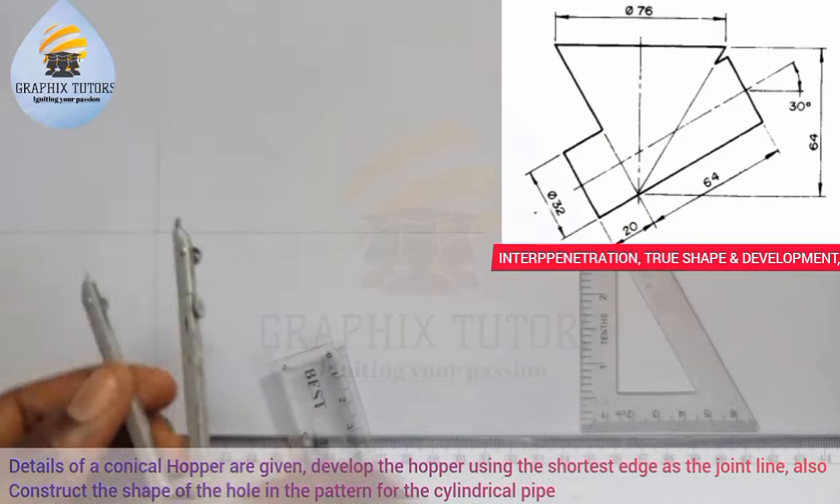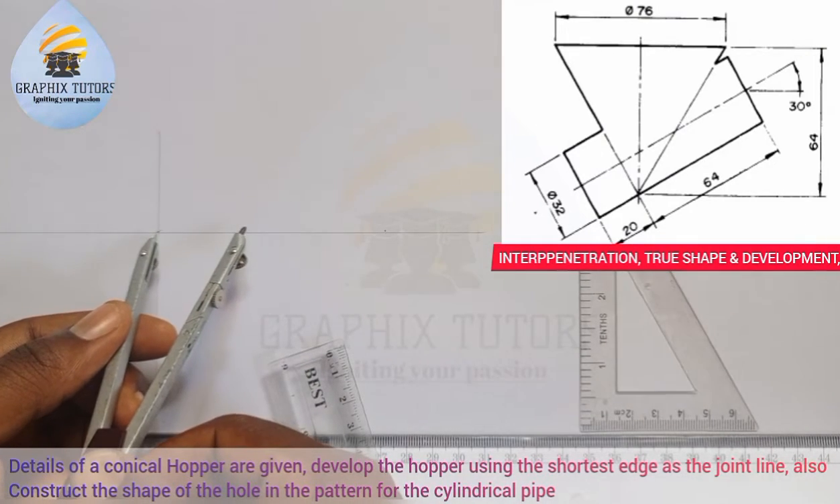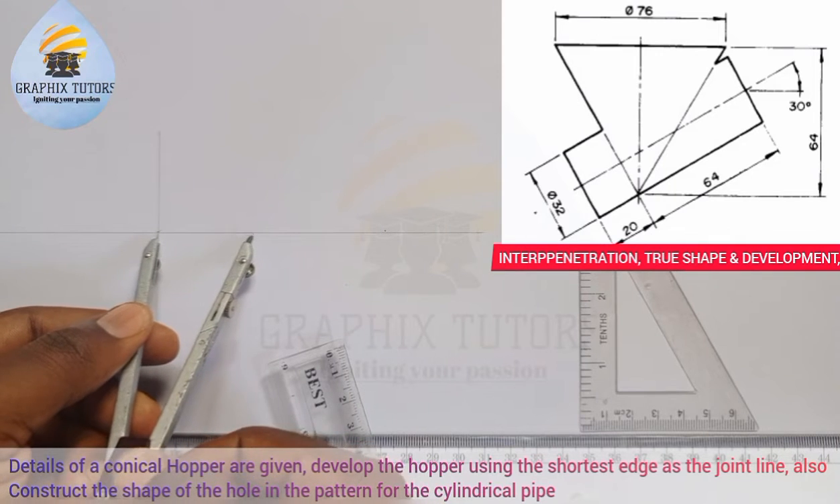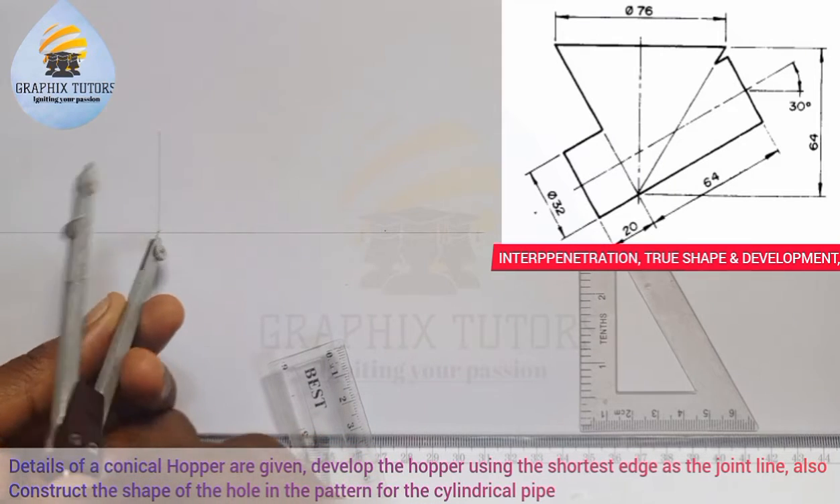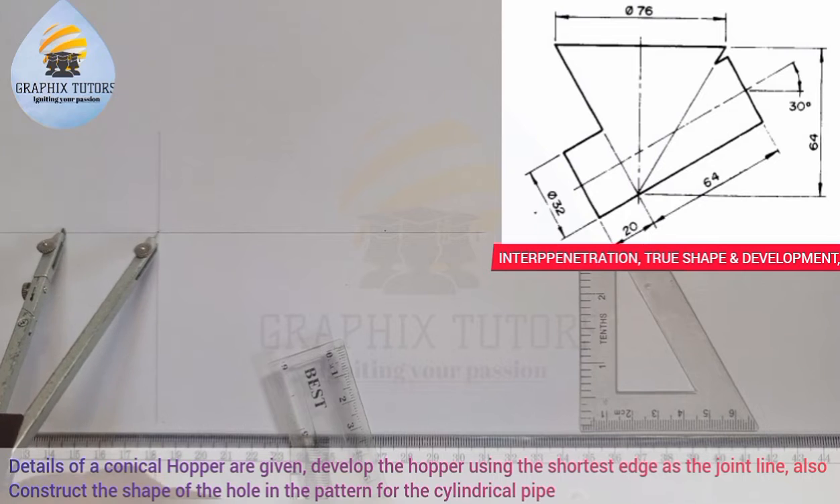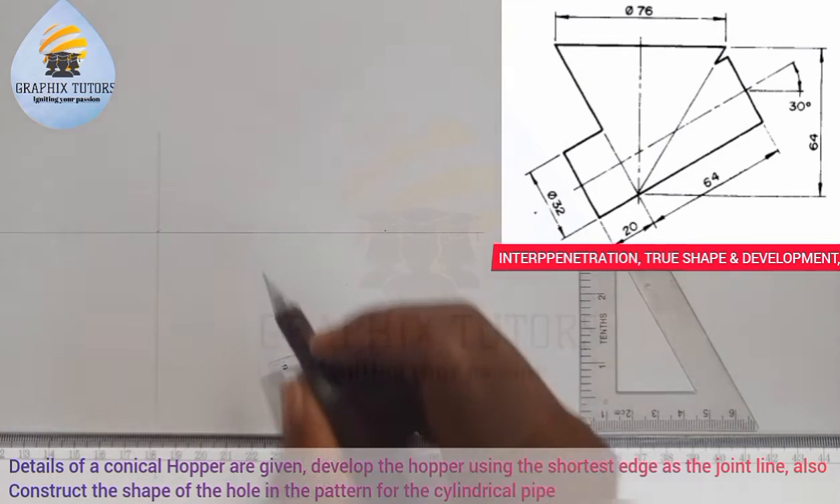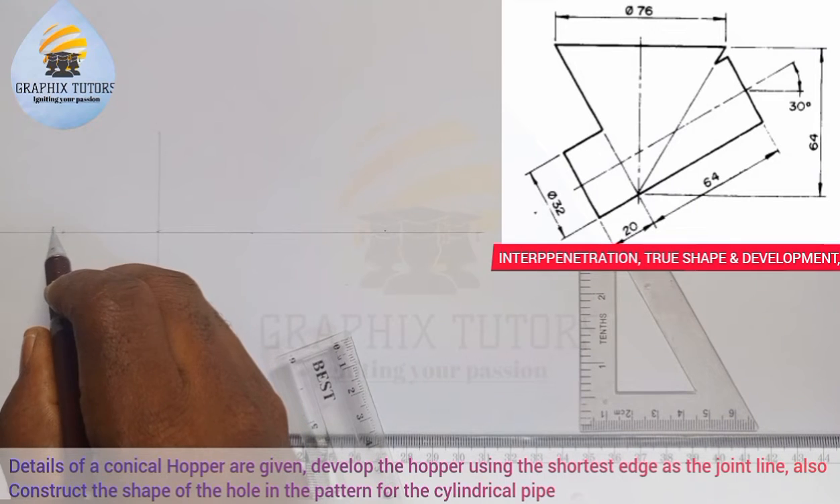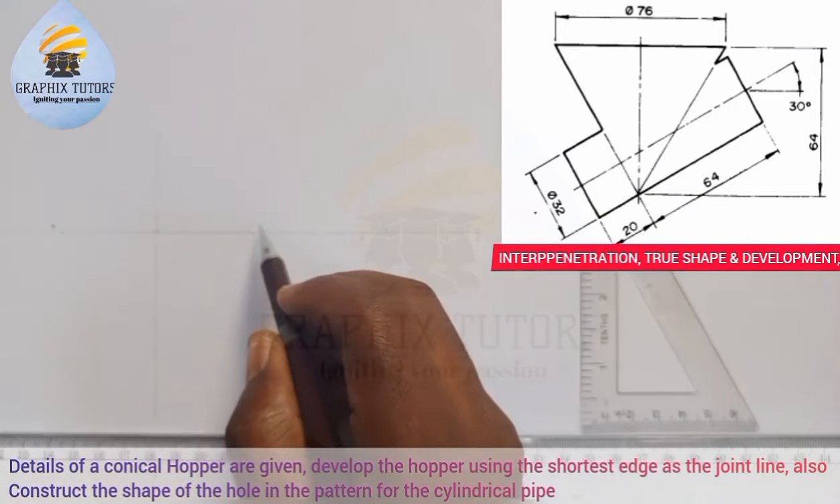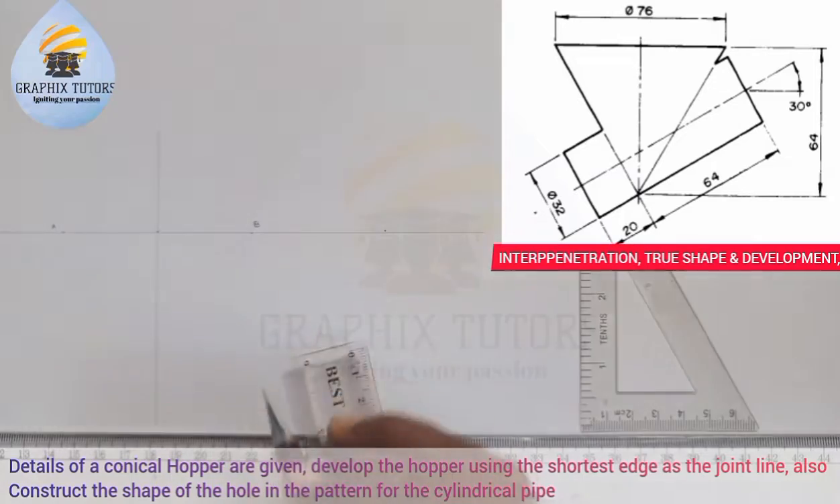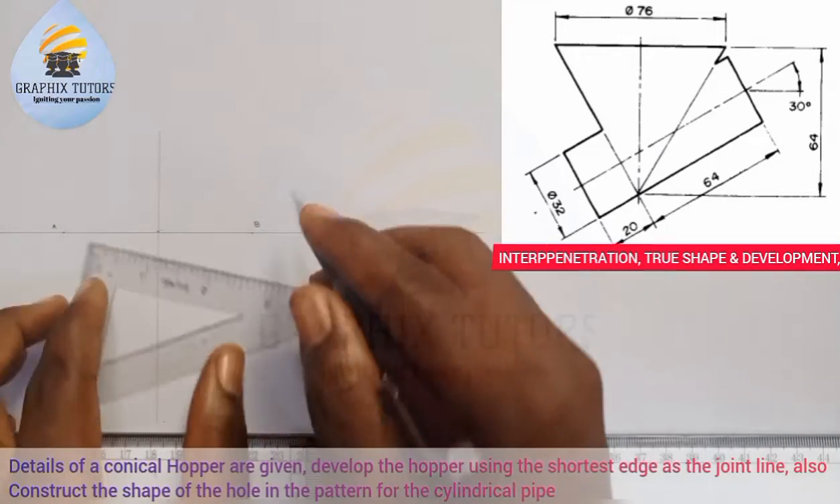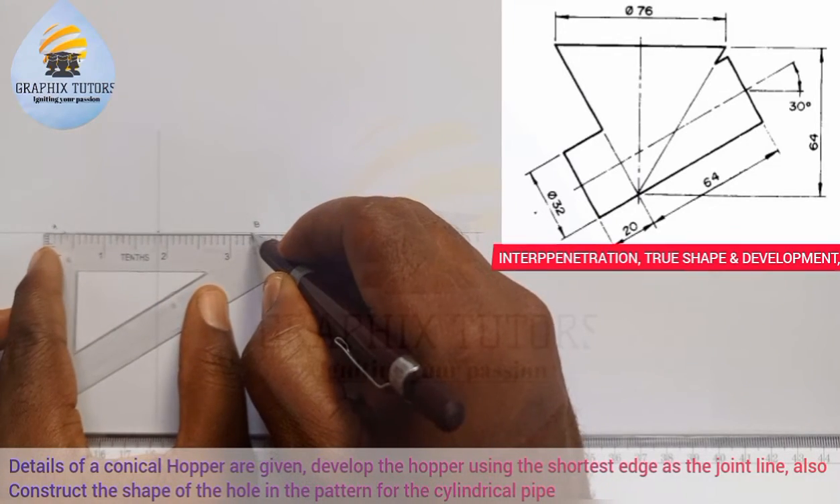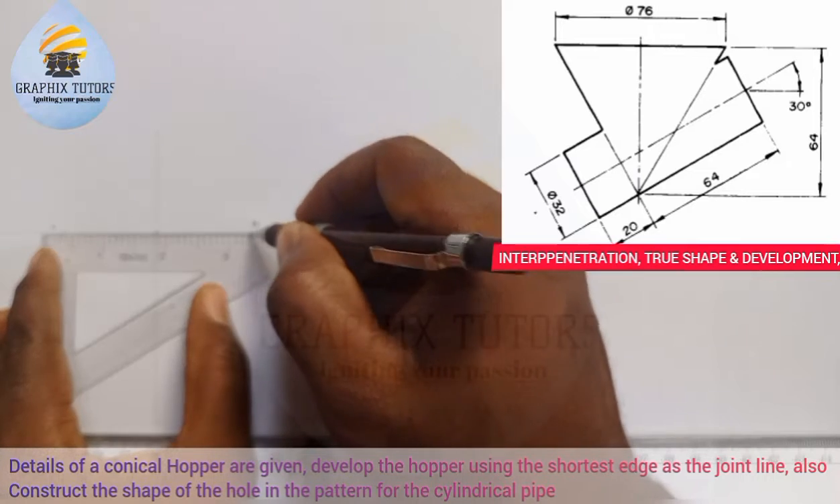And I'll place it at this point. I'll mark towards the left, towards the right, and also towards the left. So where they meet at this point, let me call it point A to B. And I'm going to tick those points this way.